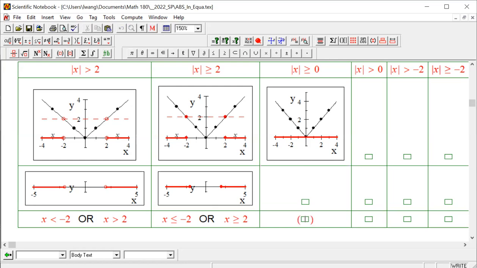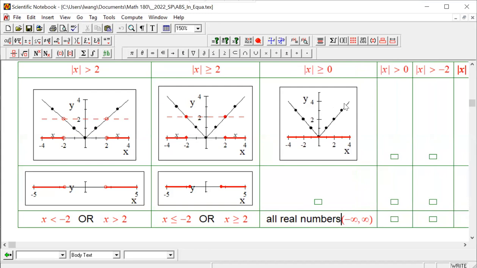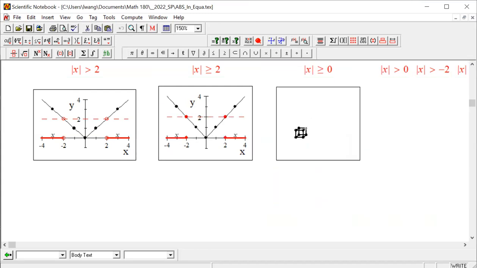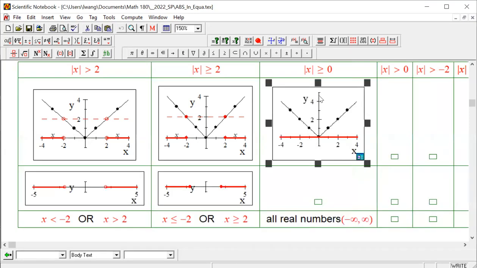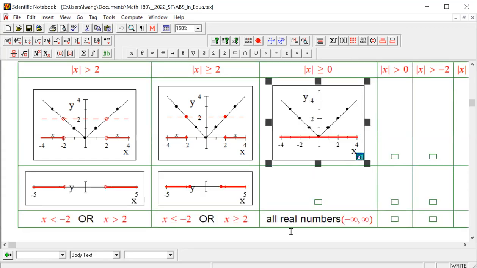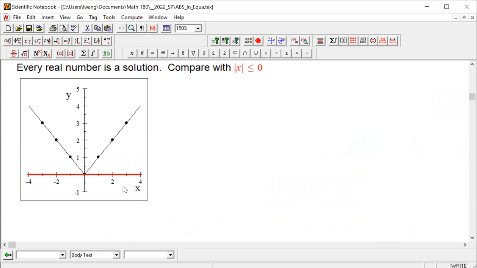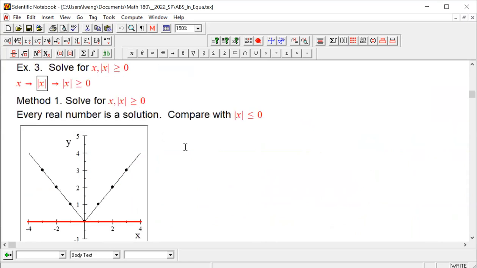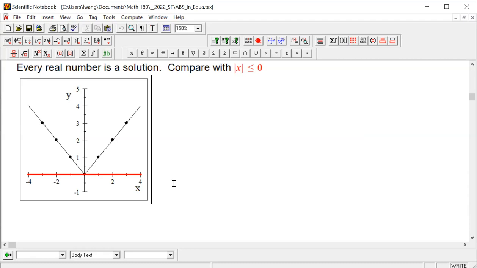So I can use interval notation from negative infinity to positive infinity for all real numbers. You can also write the words all real numbers. Using the definition, in this case we can use the range of the absolute value function to make our case.